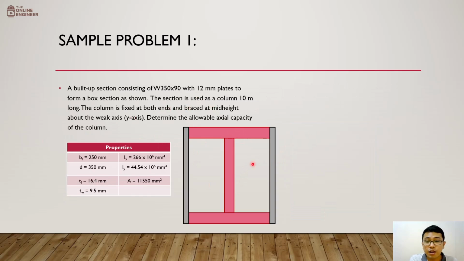Let's move the figure here over to the left, make the font here a little smaller, and we will now look at the solution that we're going to apply to solve for the allowable axial capacity of our column. And we'll be covering all those different formulas that we have discussed in that first video.